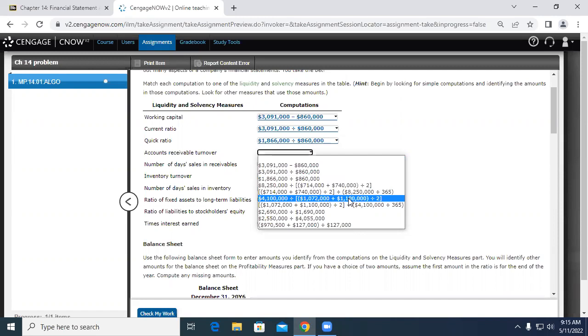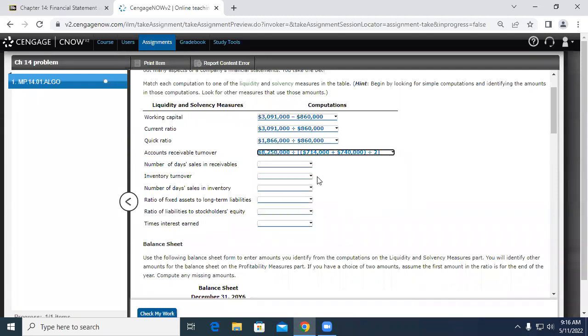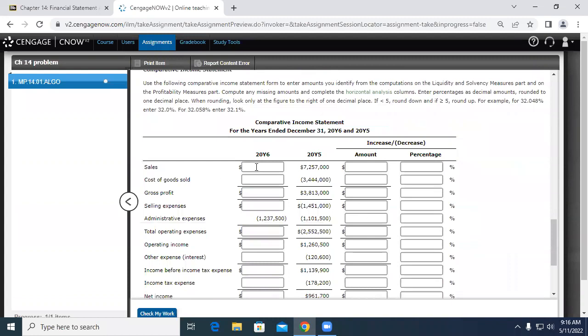The other one is going to be inventory turnover, cost of goods sold divided by average inventory. So which would make more sense, that our sales are higher or that our cost of goods sold is higher? It has to be, we hope, that the sales are higher, and so that one would go with this and that one would go with this. So we now know that our sales were $8,250,000. Well, sales comes from the income statement. And so I can go put that number in right now.